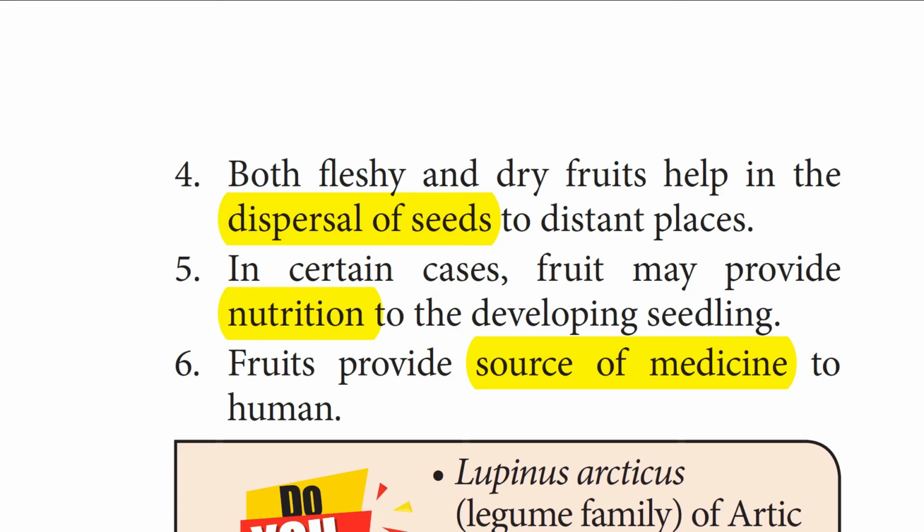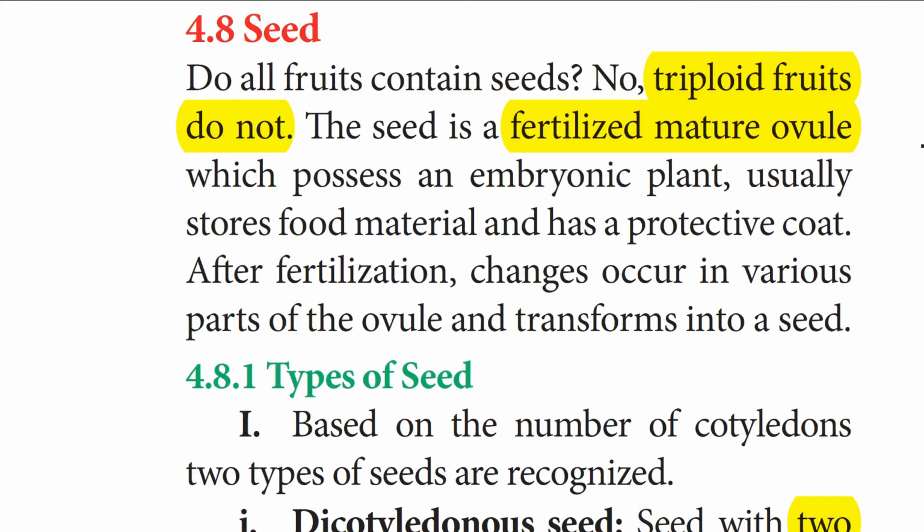So fruits will help the seeds to get dispersed, both in the fleshy fruit as well as in the case of dry fruit. Fleshy fruit, the human beings or animals will consume the fruit and disperse the seeds to distant places. In certain cases, these fruits may provide the nourishment or the nutrition for the developing seedling which is present inside the seeds. And fruits will provide medicine for human beings. It becomes the source of medicine for human beings. A fertilized mature ovule becomes a seed. Do all fruits contain seeds?